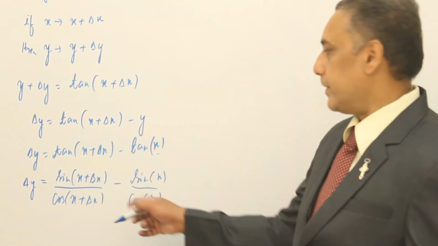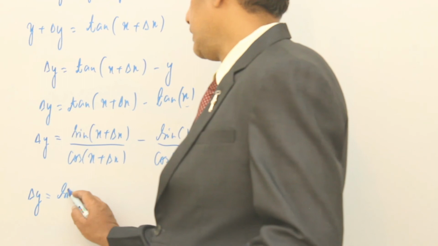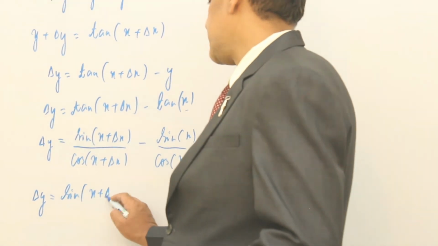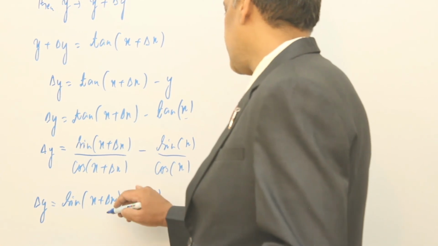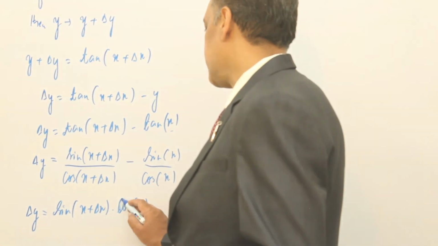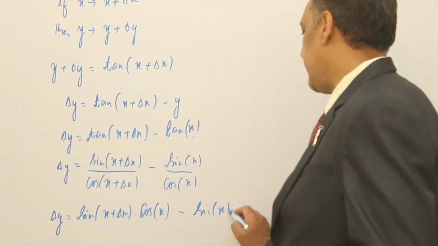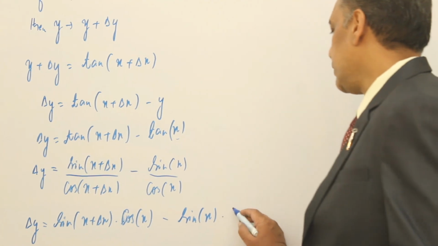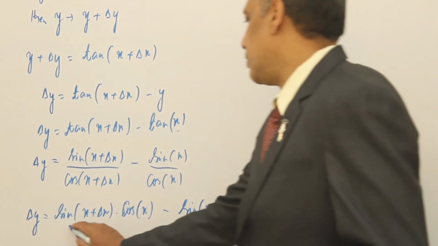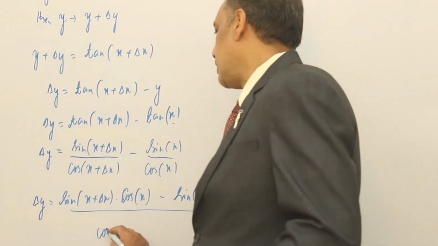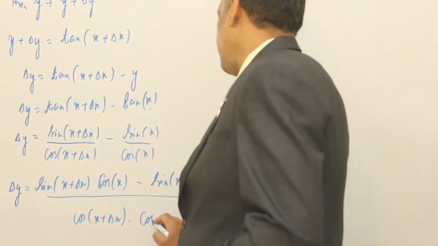Now taking LCM for this, we get delta y is equal to sin of x plus delta x into cos x minus sin x into cos of x plus delta x, whole divided by cos of x plus delta x into cos x.